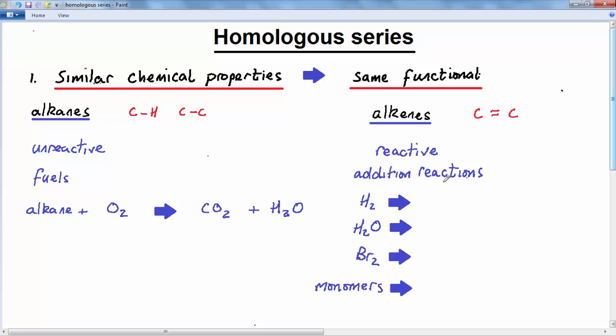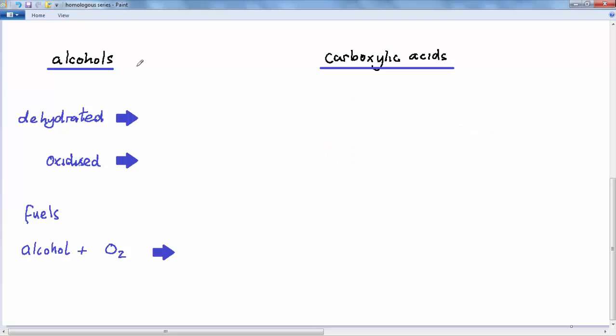Okay, that makes them much more useful chemically, and we can perform, because of this double bond, as you will see in other lessons, addition reactions with hydrogen to produce alkanes, with steam, that's water under high pressure and temperature, to produce alcohols, and with halides to produce haloalkanes.